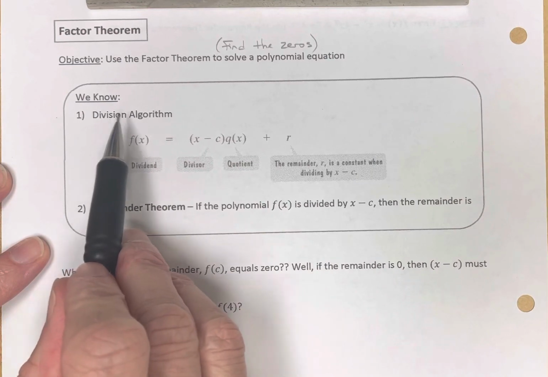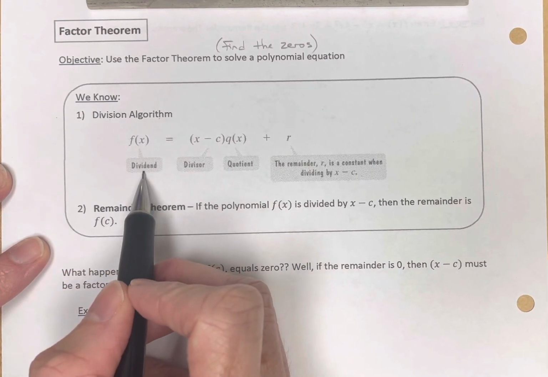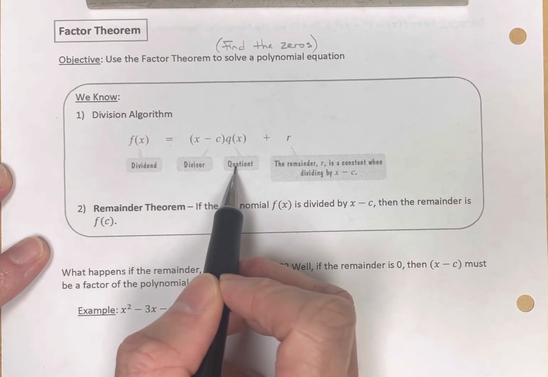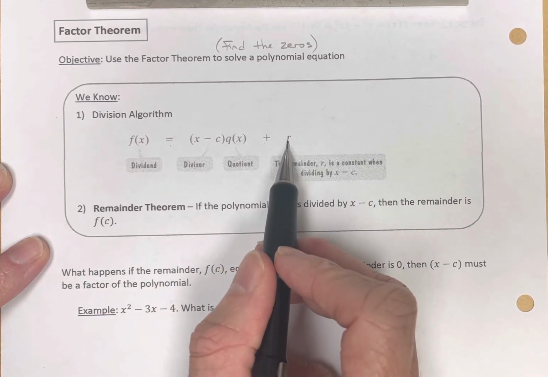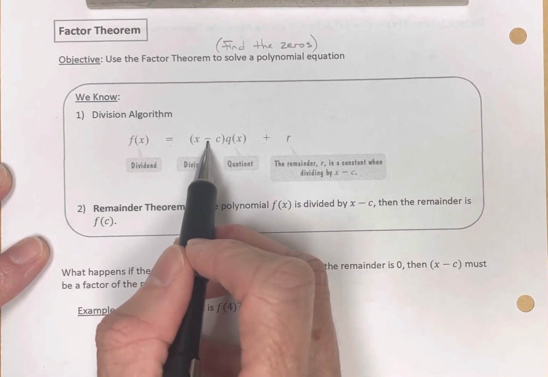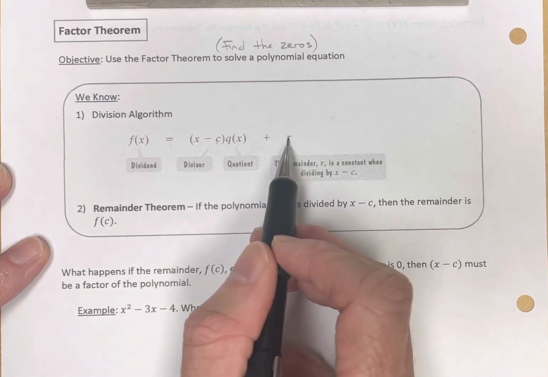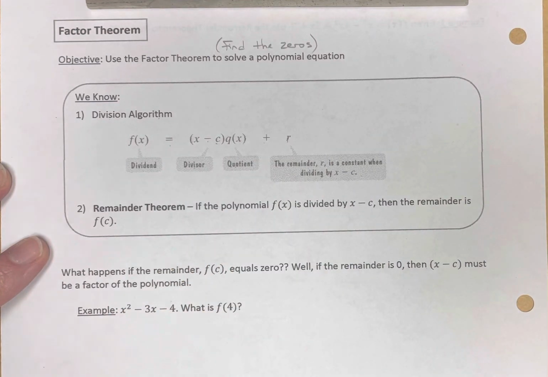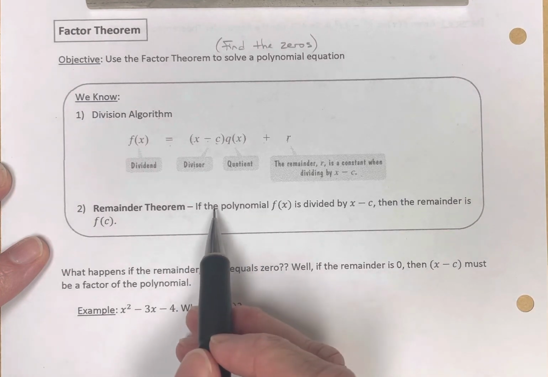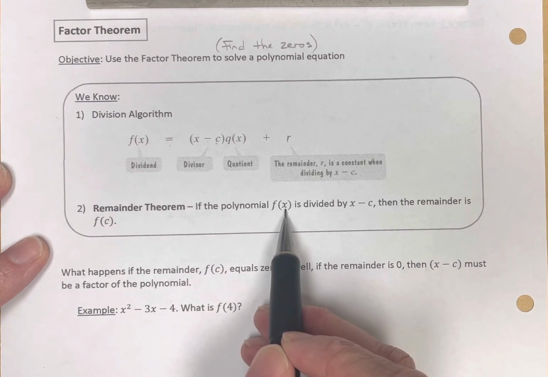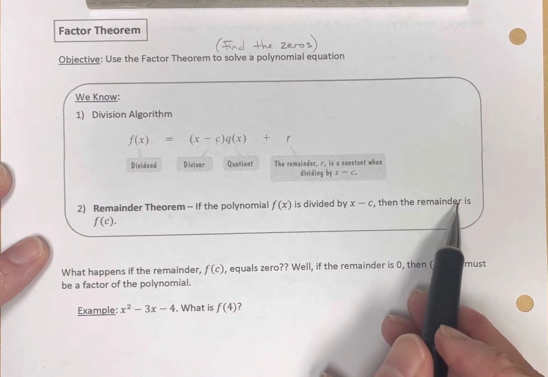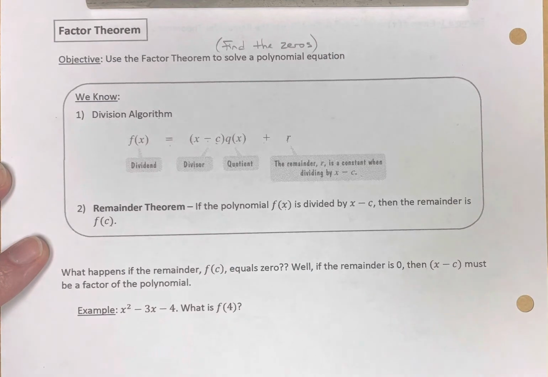We know the division algorithm. The dividend is equal to the divisor times the quotient plus the remainder. And when our divisor is linear, x minus a constant, our remainder is always a number. And we know the remainder theorem. Okay, if the polynomial f of x is divided by x minus c, then the remainder is f of c.